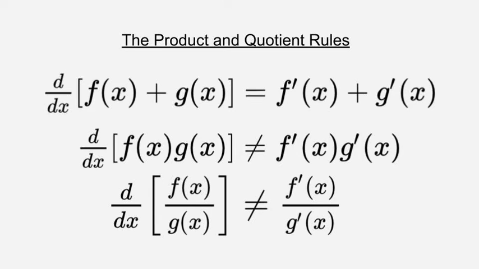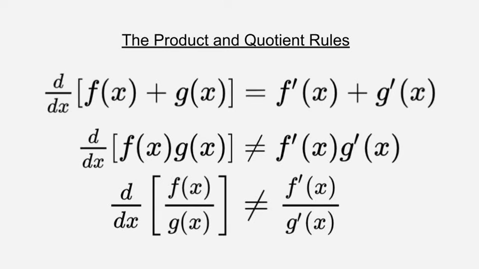And you might recall the sum rule. The derivative of a sum is the sum of the derivatives. And I can just distribute that derivative sign to f and g, and that's a fairly intuitive and easy rule to use. Now, unfortunately, the derivative of a product is not the product of the derivatives. I cannot simply distribute the derivative sign to f and g.